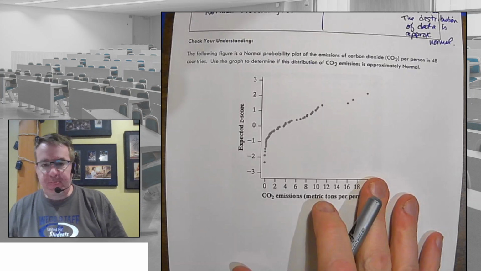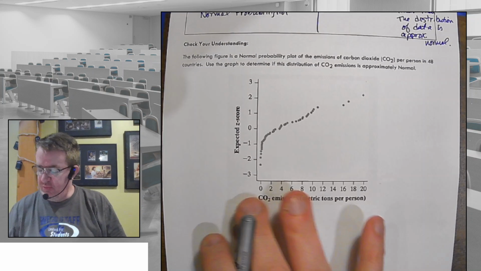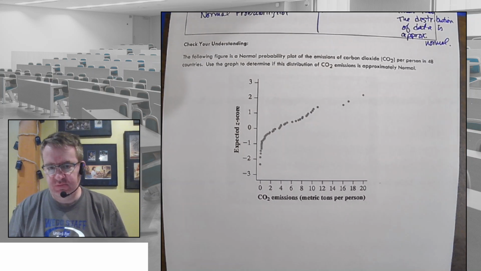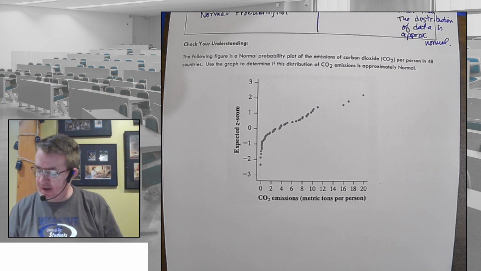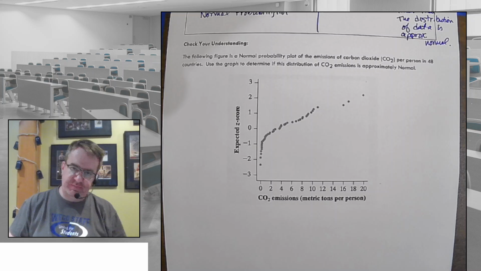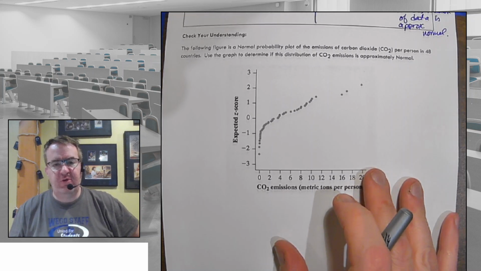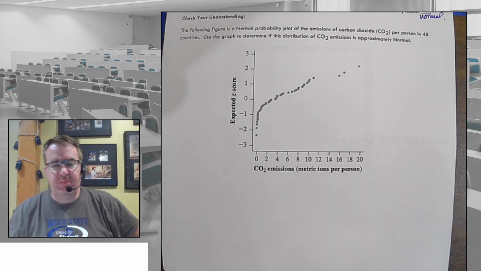All right. Try this on your own. What would you say about this data? Is it approximately normal or not? And again, what we're talking about is emissions of carbon dioxide per person in 48 countries. Hit pause, write down what you think the correct answer is, and then we'll talk about it in a second.